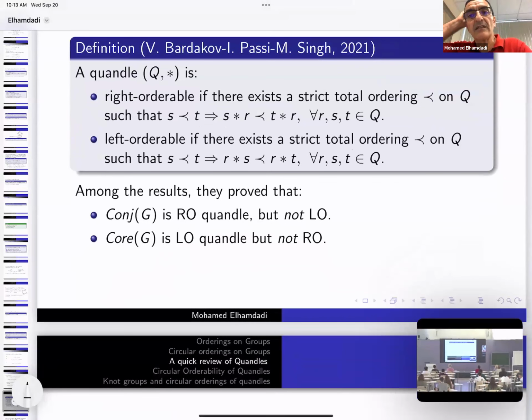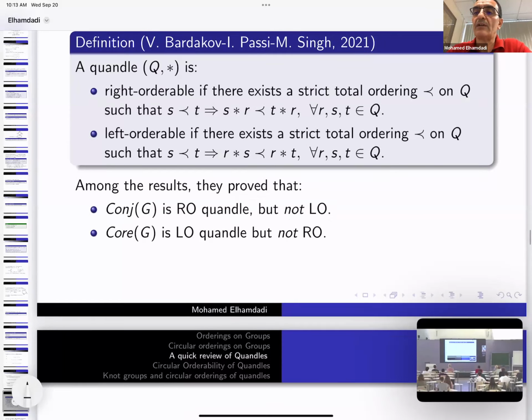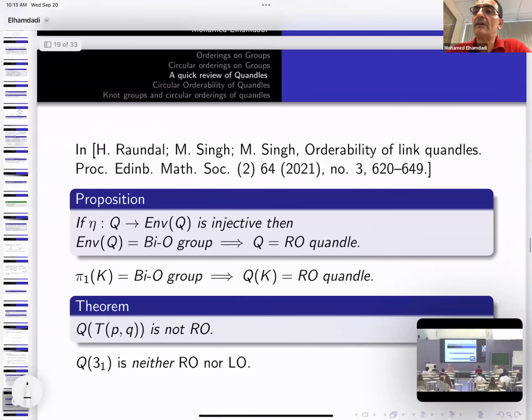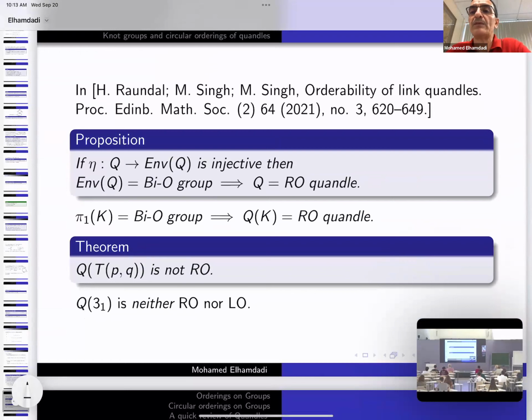Among the results, they proved the following: conjugation on a group is a right orderable quandle, but not left orderable. They looked at the core quandle also. And recently in 2021, Randall Singh, Mahender Singh, and Manpreet Singh wrote a paper called Orderability of Link Quandles. They proved the following proposition. If Q embeds into the enveloping group of Q, meaning the map is injective, then if the enveloping group is bi-orderable, it implies that the quandle is right orderable.